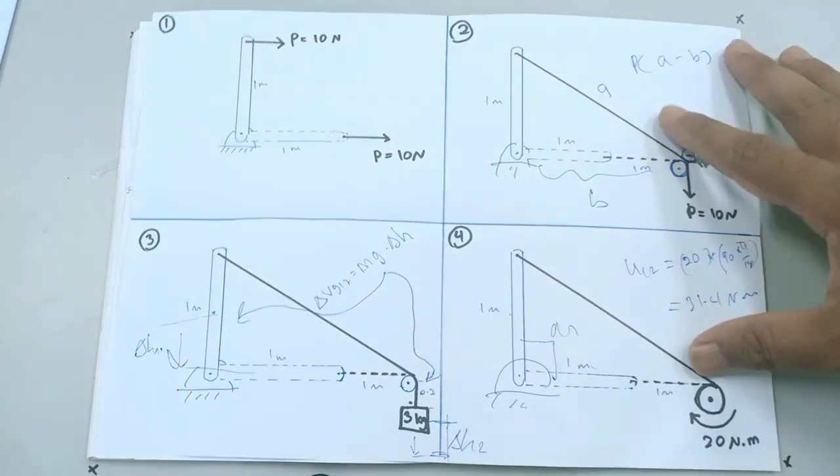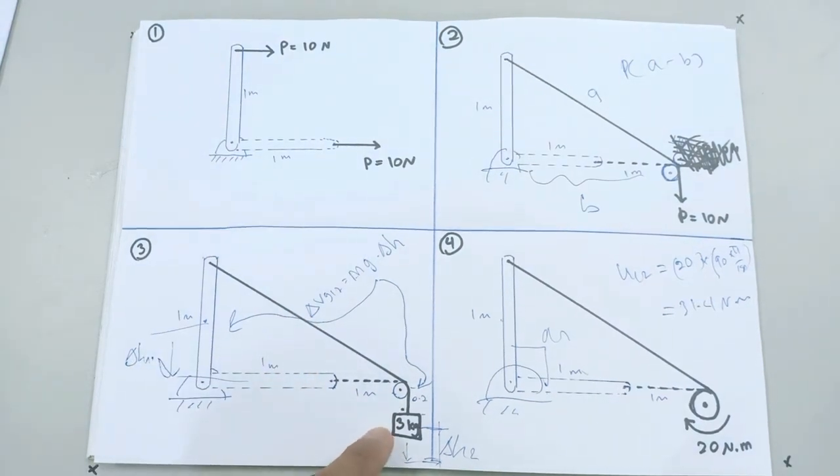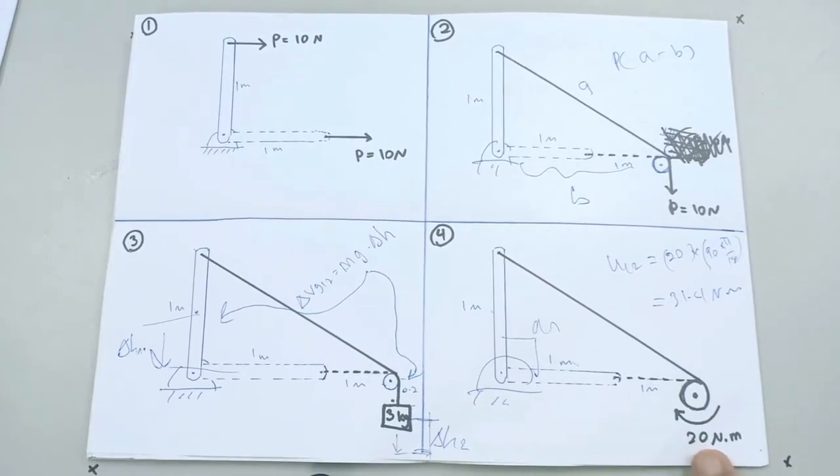So I want you to really differentiate between these four positions: constant force through cable, there's no U12. This is delta Vg12 because there is a mass here. And this one, because there is a given couple here, torque 20 Newton meter, so you have to consider it as work done by a couple.